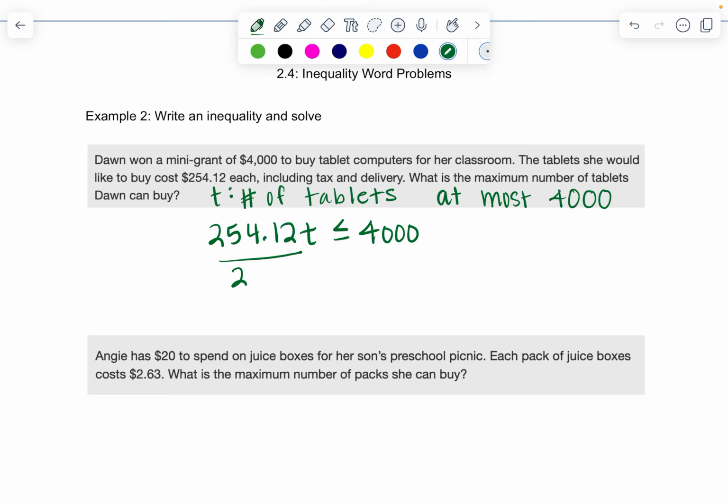And then solving this, dividing both sides by 254.12, we would get that T has to be less than or equal to 15.74. Well, she can't buy 0.74 of a tablet, and it has to be less than that. So the biggest whole number that is less than that would be 15. So she can buy at most 15 tablets.